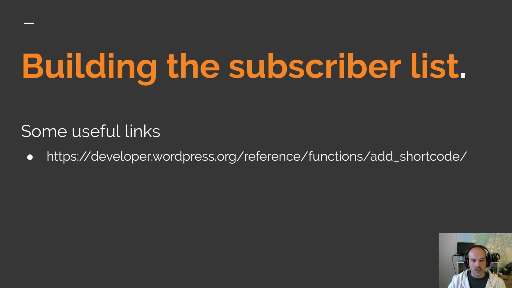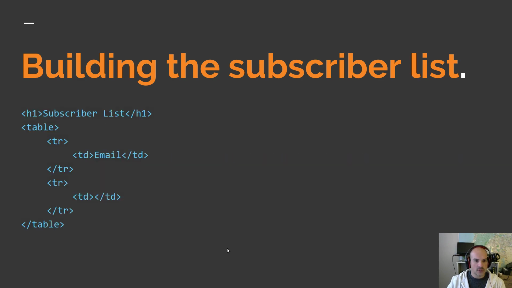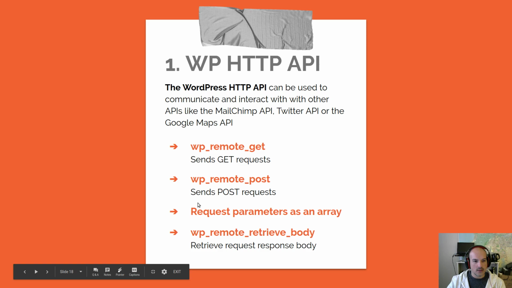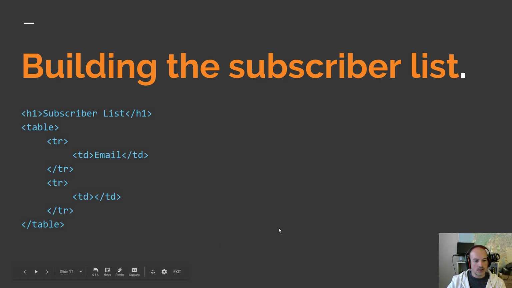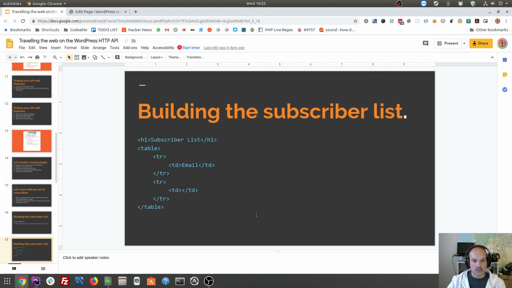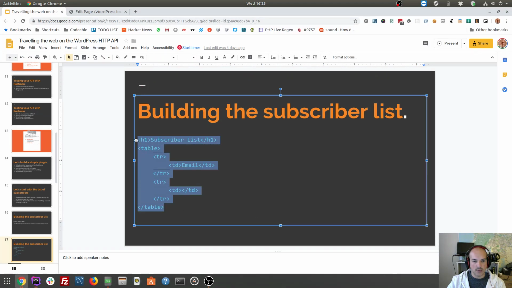Useful links will be adding a shortcode in WordPress, so take a read through the documentation there. And we'll be using a very simple HTML email format. There we go, to be able to build a subscriber list. So for now, I'm going to exit out of the presentation mode and grab this HTML and start building my plugin.